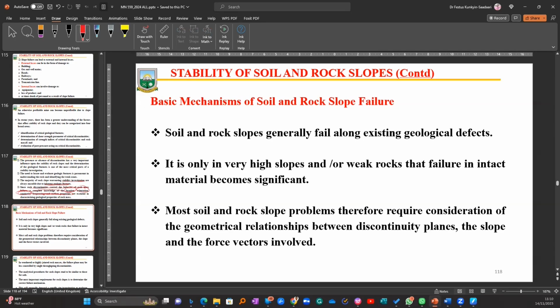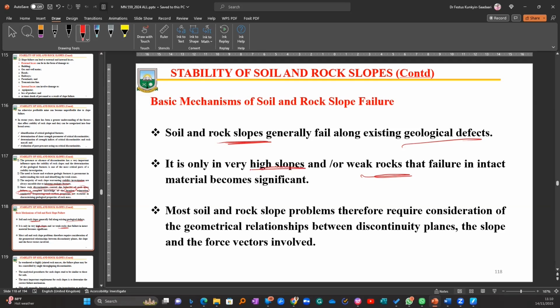So in this case, we want to look at the basic mechanisms of soil and rock slope failure. So we want to have a look at these mechanisms that occur. The soil and rock slope generally fail along the geological defect which we have established. It is only in a high slope or a weak rock that failure in intact rock becomes significant. So it's saying only in high slopes.